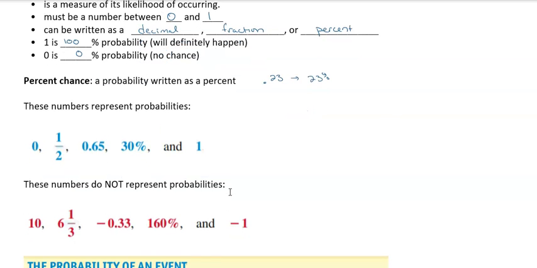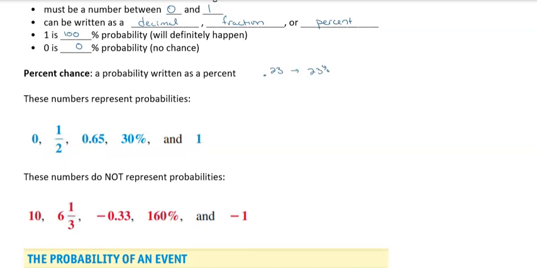All right, so just some examples. These numbers represent probabilities: 0, 1/2, 0.65, 30%, and 1. These numbers down here in red do not represent probabilities, and it is because they're not between 0 and 1. If they're a percent, they've got to be between 0 and 100%, and if they're a number, they need to be between 0 and 1. They can't be negative, and that kind of thing. So those are not probabilities.